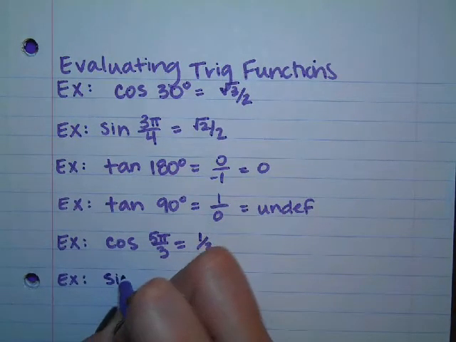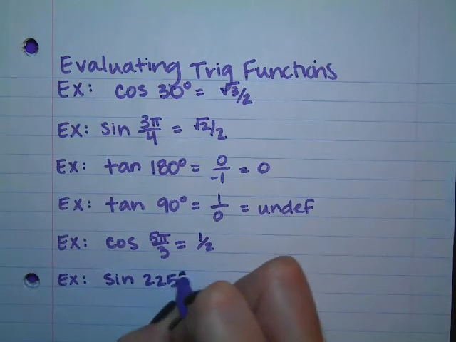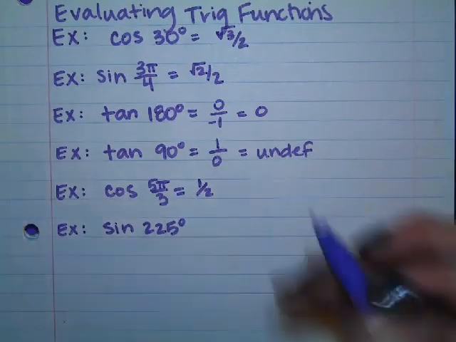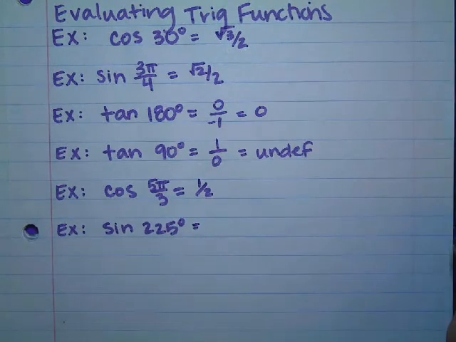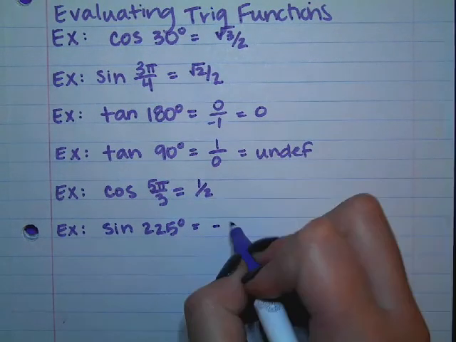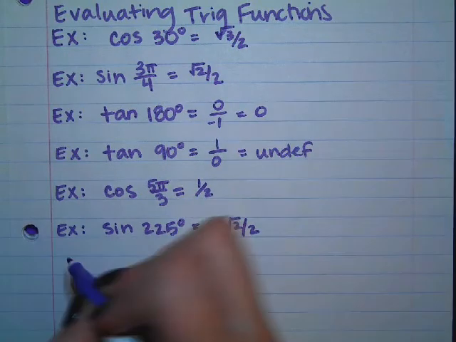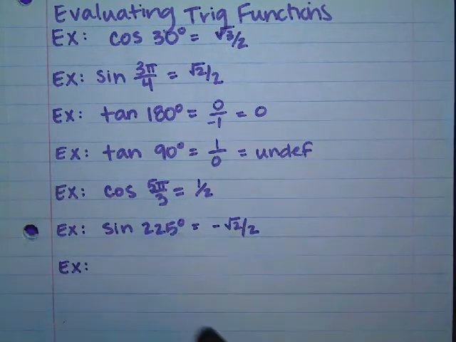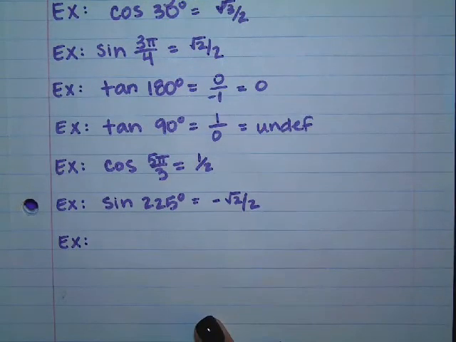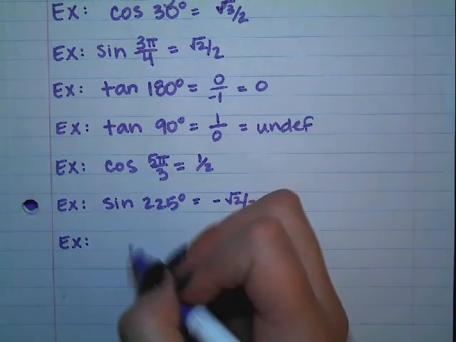Sine 225. Sine 225. It's negative root 2 over 2.